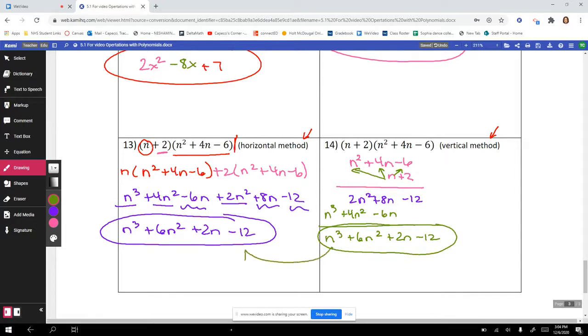Now, do you have the same answer as you did on the previous problem? You do, and you should, because the binomial and the trinomial are the same. We just multiply them by a different method. Okay, great job today with all your operations with polynomials, and you have a great day.